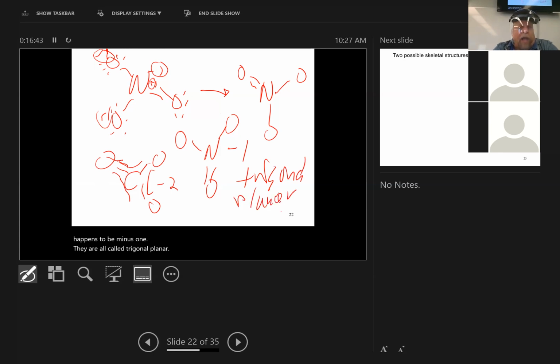Okay, and basically they're trigonal. There's 3 of them around. They're planar because they're kept flat due to the double bonds associated with them and the resonance forms. Okay. So we do need to know molecular geometry?